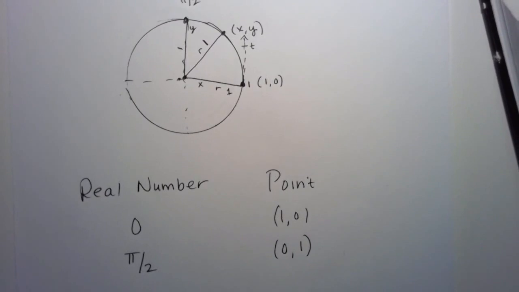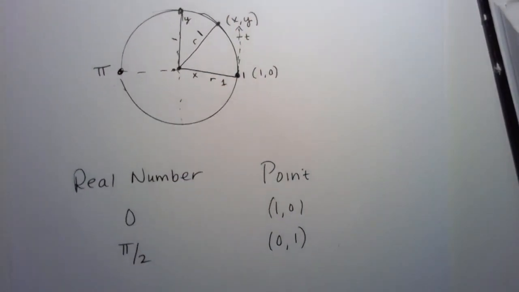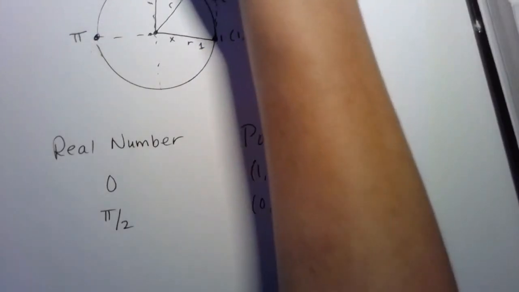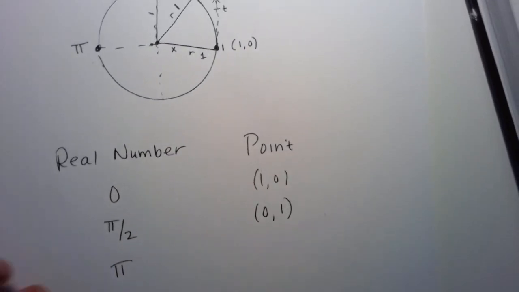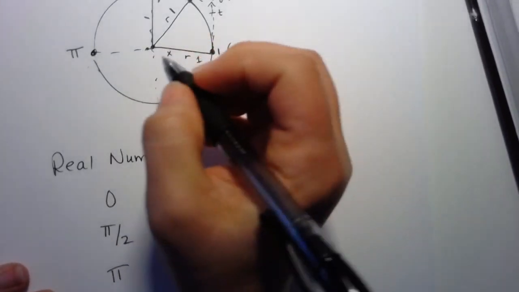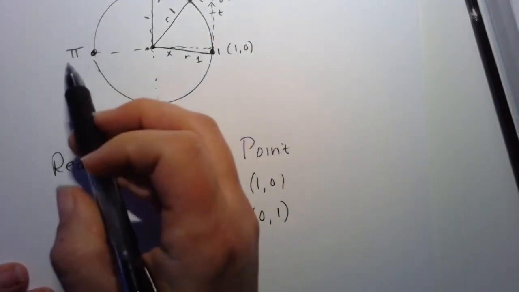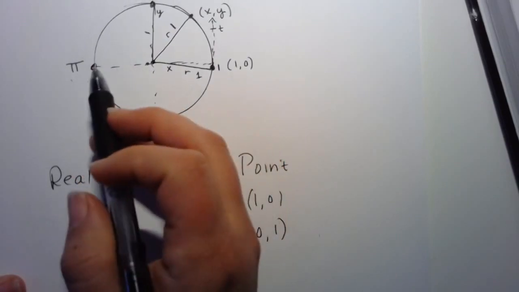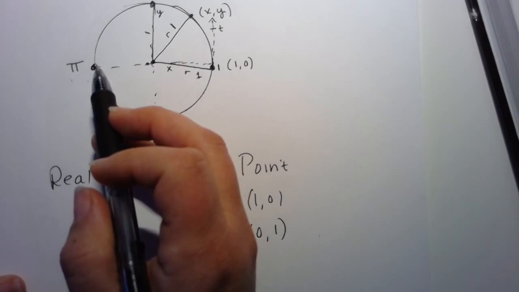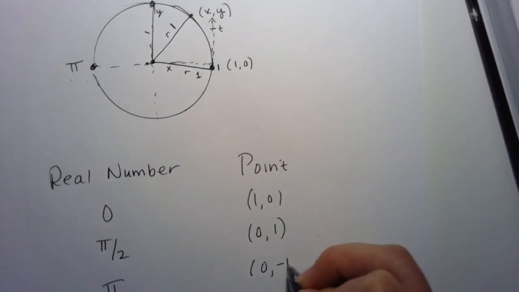I just mentioned pi is over here. So the real number pi goes with this point over here. This one was 1, 0. Now, I'm sorry, I should have made that straighter. This one over here, I'm going -1 because this is a radius, so it's 1 unit. It's going left 1, and then it's sitting on the x-axis, so the y-coordinate is 0. So pi corresponds with -1, 0.